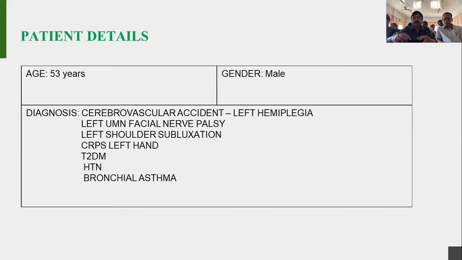Today I'm presenting the case of Mr. Rajan, a 53-year-old male. The diagnosis is cerebrovascular accident, left hemiplegia, with an associated left upper motor neuron facial nerve palsy. He also has a left shoulder subluxation and chronic regional pain syndrome of the left hand.